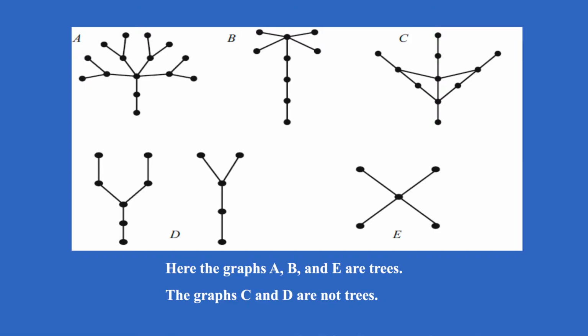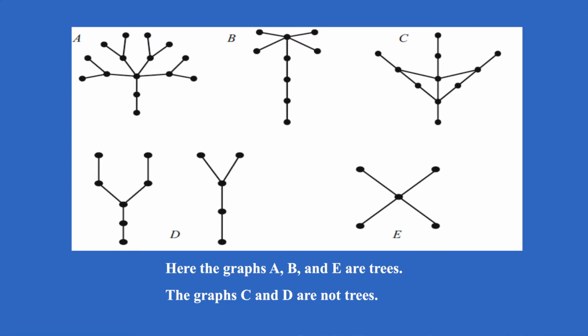Example: paths are trees. A tree is a path if and only if its maximum degree is 2. A star graph is also a tree. Now, let us see some more examples of trees as well as a non-tree.